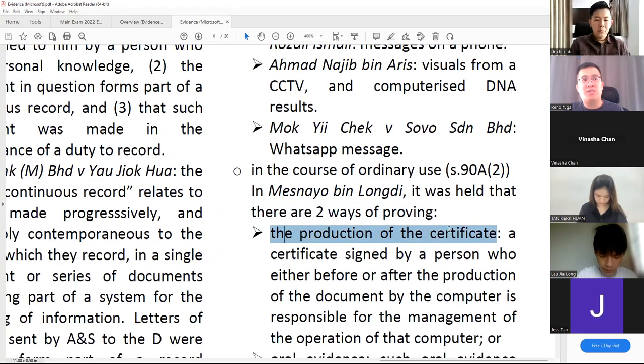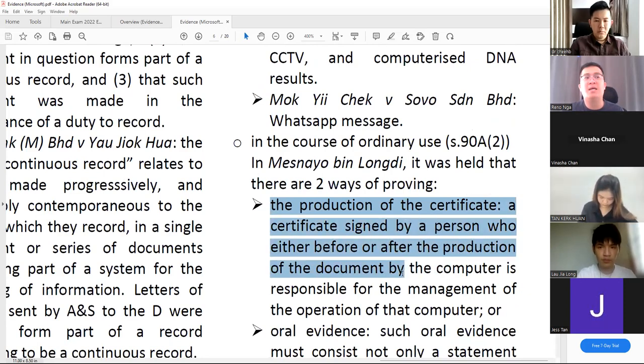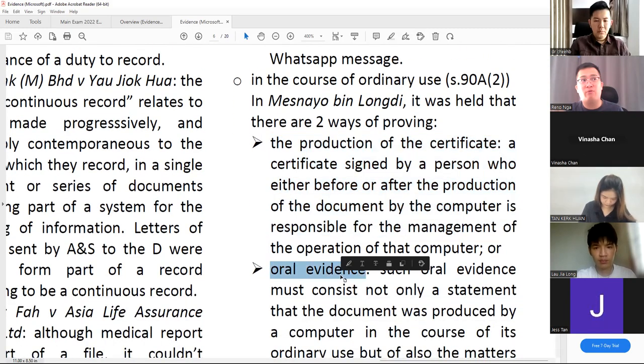Number one, produce a certificate. This certificate is signed by a person who, either before or after the production of the document, is responsible for the management. Okay, let me say all the requirements first, then I explain one by one. And then number two, to prove whether it's in the ordinary use or not, is by oral evidence, which is to ask the maker to come to court.